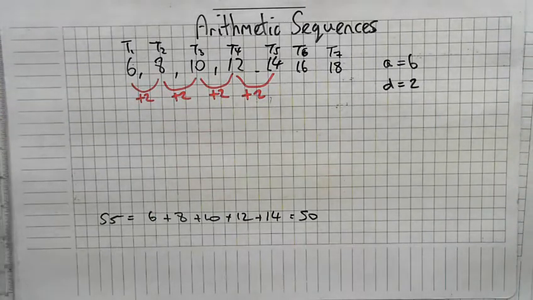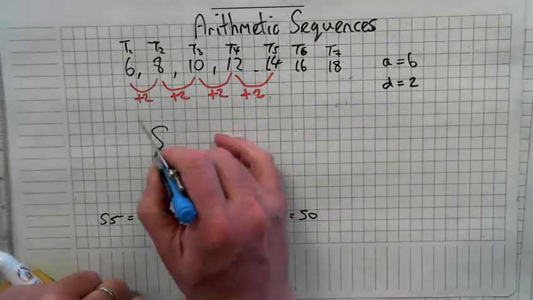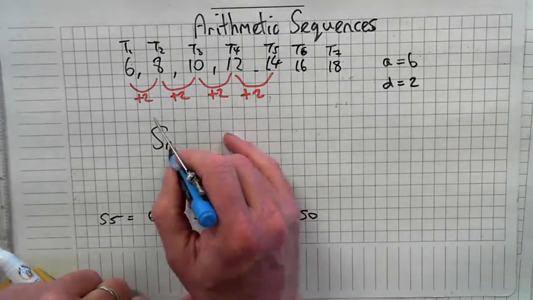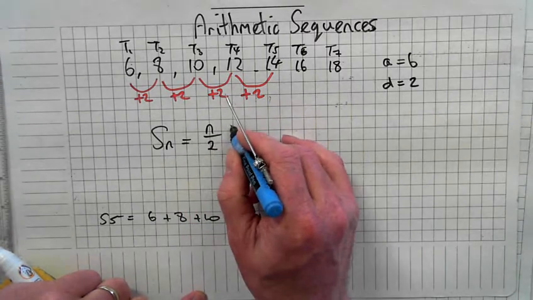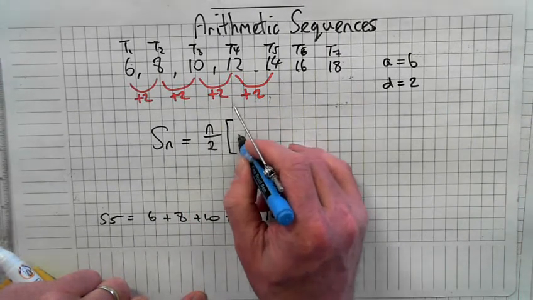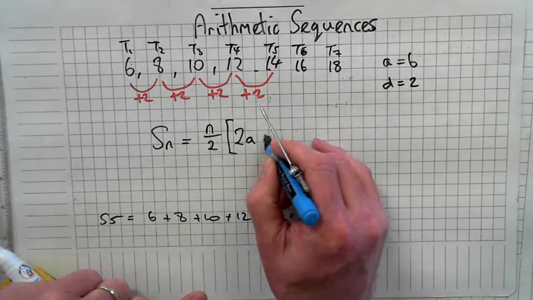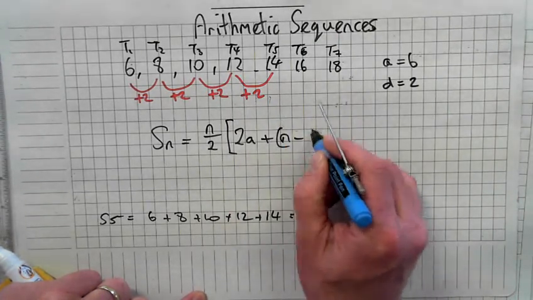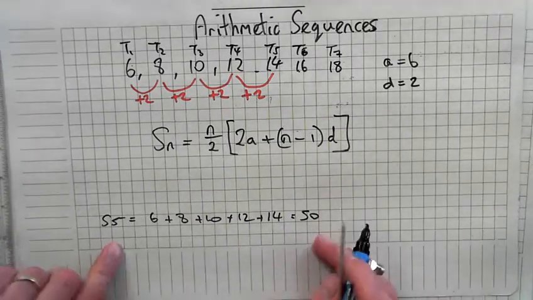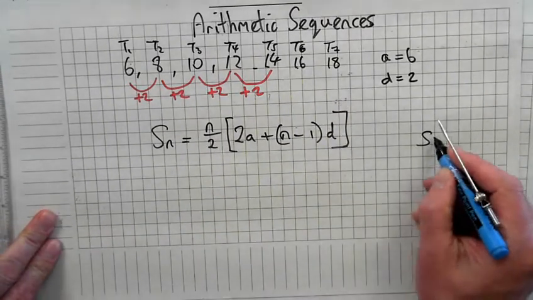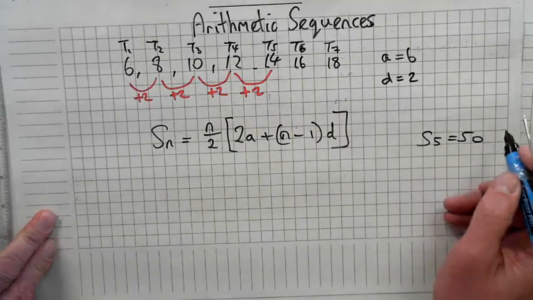Here's how you do it using a formula, the sum formula. S for sum, so it's n over 2, times 2a plus n minus 1 d. So remember, if I add up the first 5 terms, I get S5 is equal to 50.